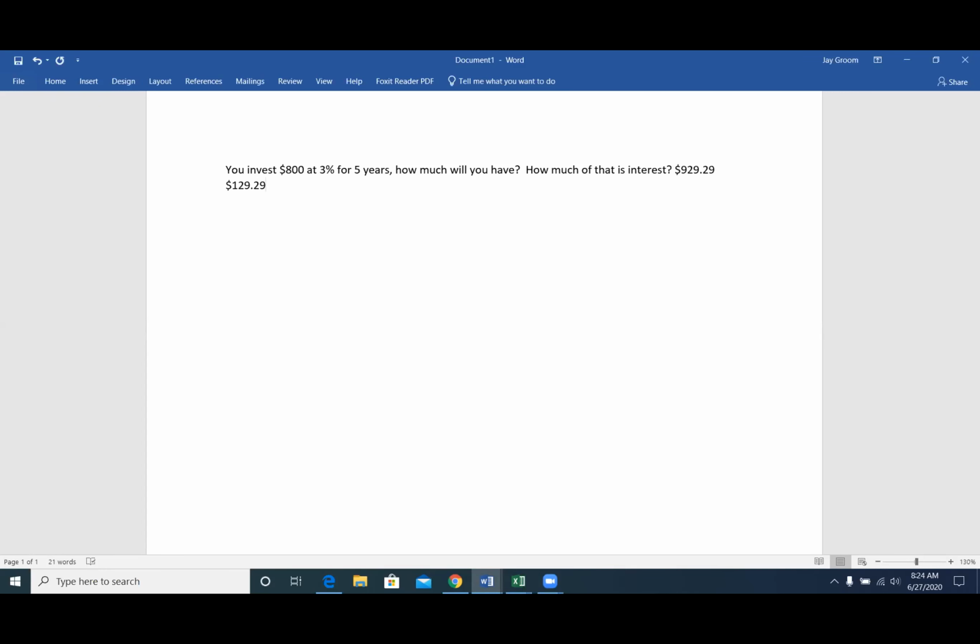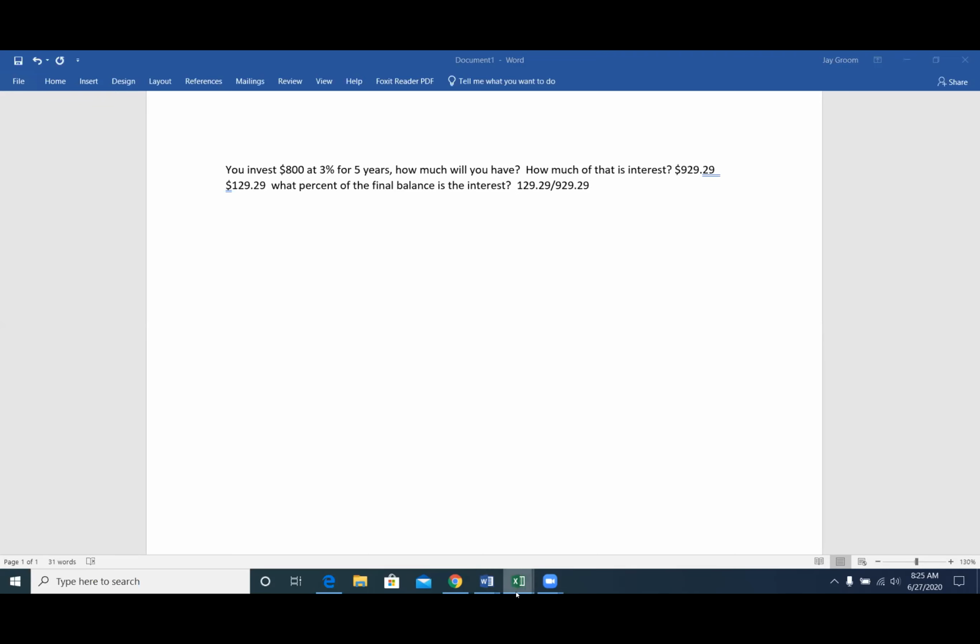A problem that does come up in one of the textbook questions. It's not a bad question. I kind of like it actually. What percent of the final balance is the interest? So that's the way you would do that, of course. 129.29 divided by 929.29, with a decimal. And that's how you'd figure that answer out.